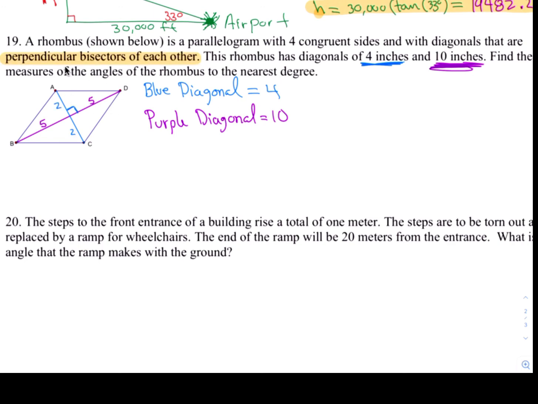Now it says that the diagonals are perpendicular bisectors of each other. That means that they split each other in half. So the blue diagonal that is 4 would become 2 on this side and 2 on this side. The purple diagonal that is 10 would be 5 here and 5 there. Also, because they are perpendicular to each other, then we know that we have a right angle in this corner.